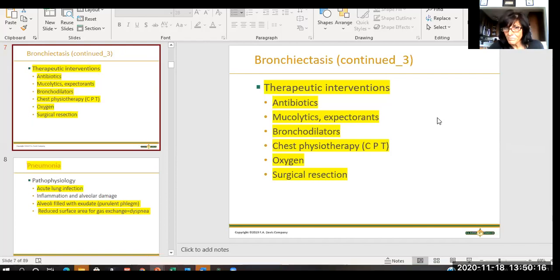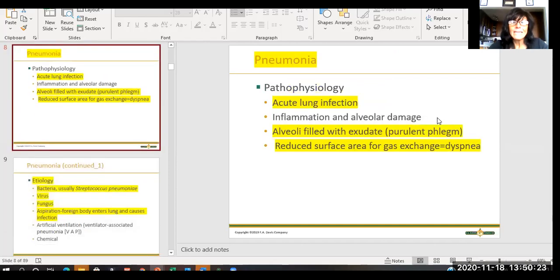We also could give them oxygen. Surgery, last resort, but sometimes they need surgery to correct the problem. Next, pneumonia. Pneumonia is an infection, okay?